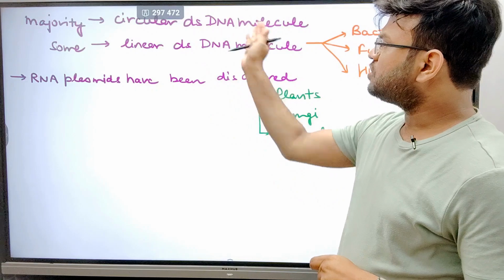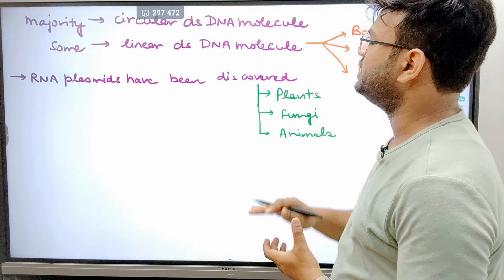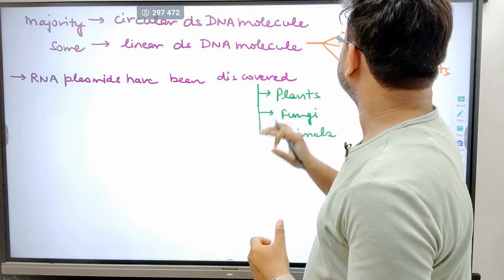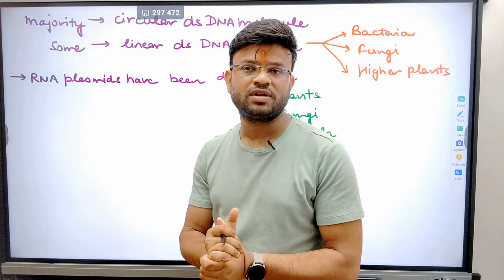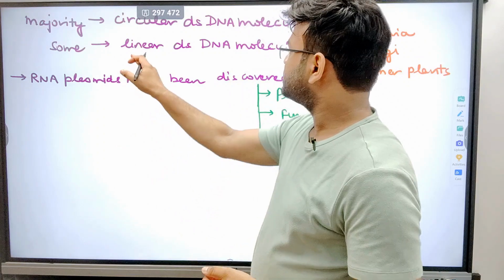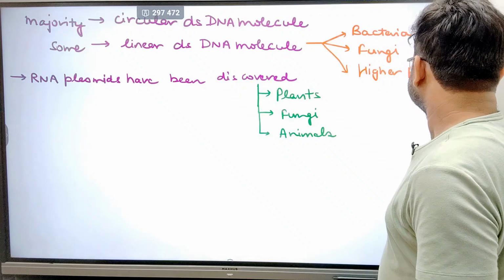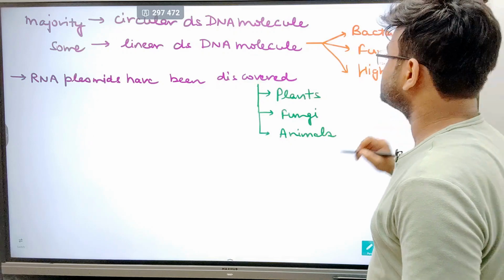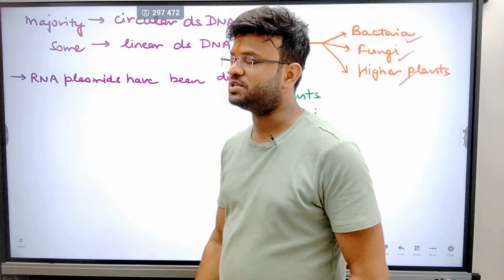Now, the majority of the plasmids that you will observe would be circular double-stranded DNA molecules. I have already told you about this. Some would be linear double-stranded DNA molecules also. This is again a very important point. Not necessarily always circular double-stranded DNA can be seen in plasmids, but at times you will see linear double-stranded DNA molecules, and this is seen inside some bacteria, some fungi, and also inside some higher plants. This is an important point, you should be remembering this.